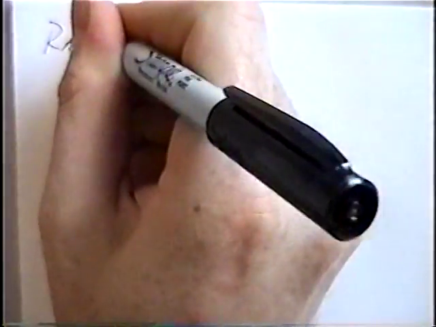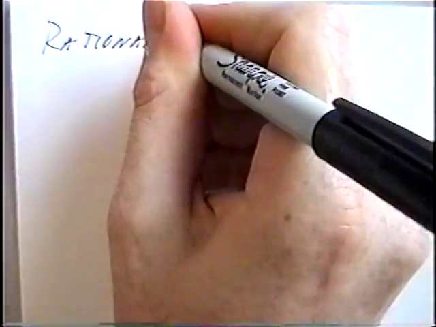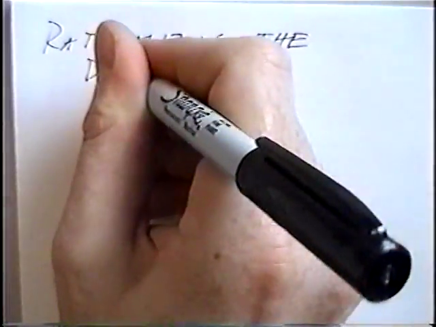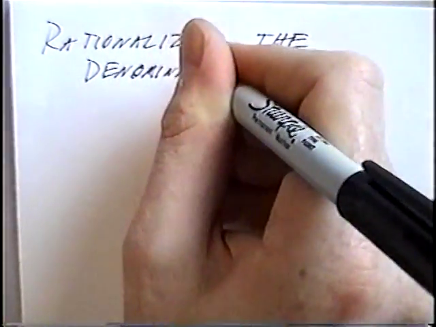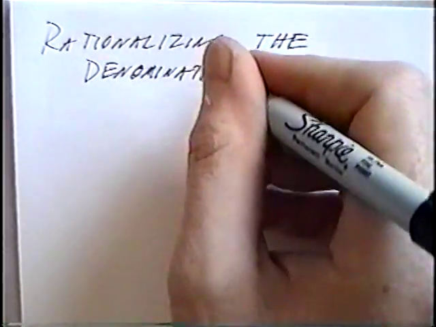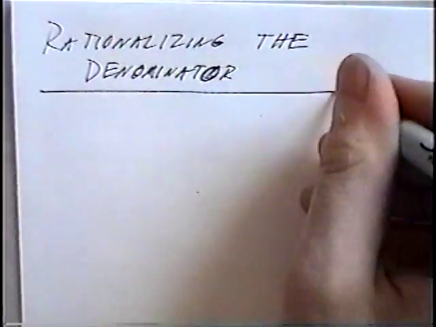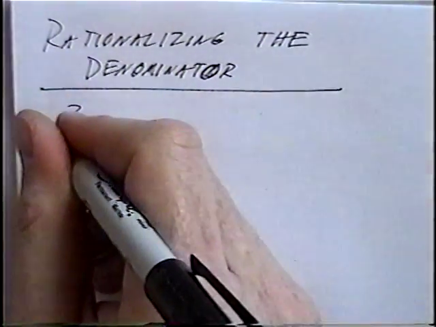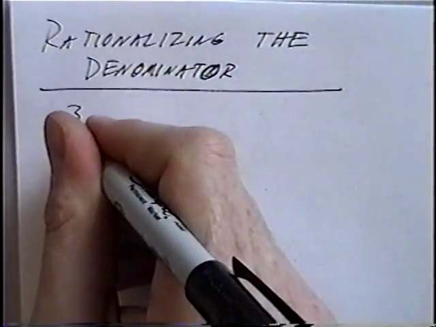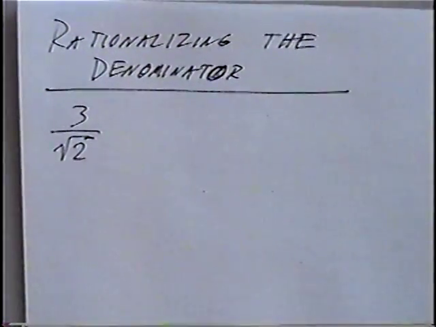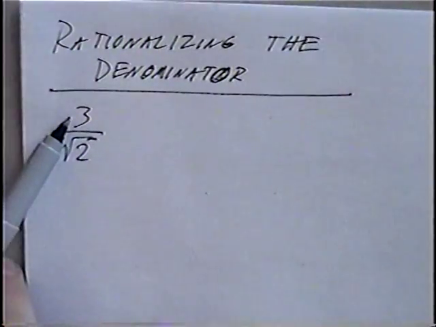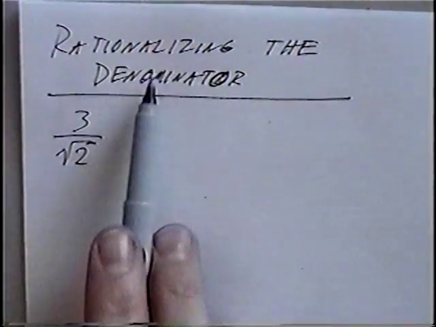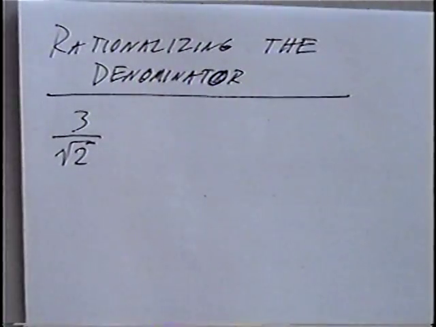Last section of notes for this section is rationalizing the denominator. First question for this section is 3 divided by radical 2. For fractions, it's okay to have a radical in the numerator, but if there's a radical in the denominator, we can rationalize it or simplify it.